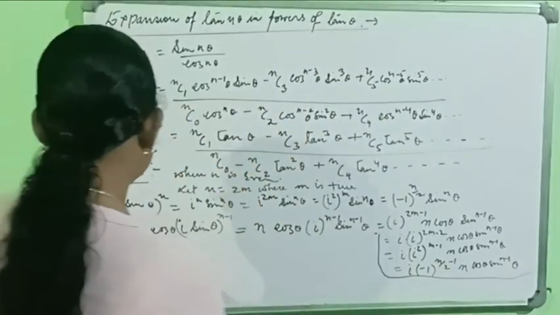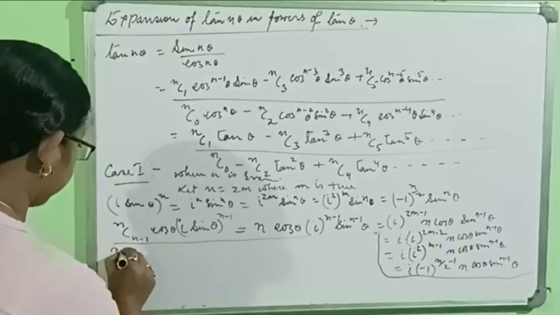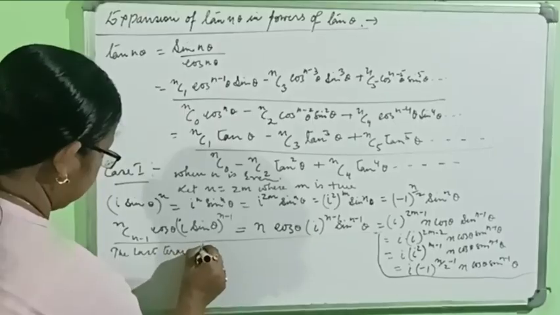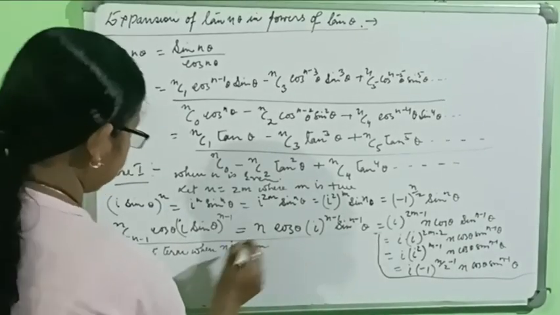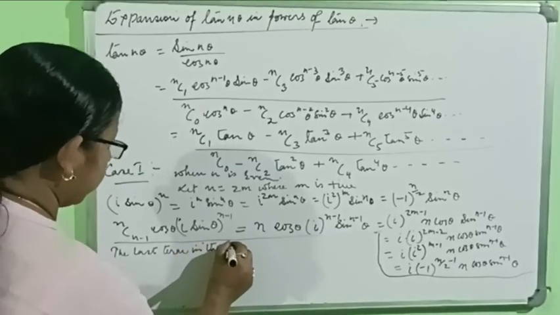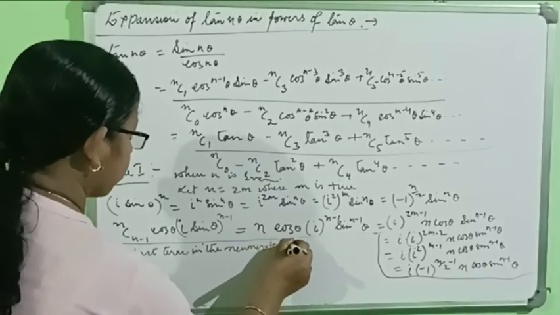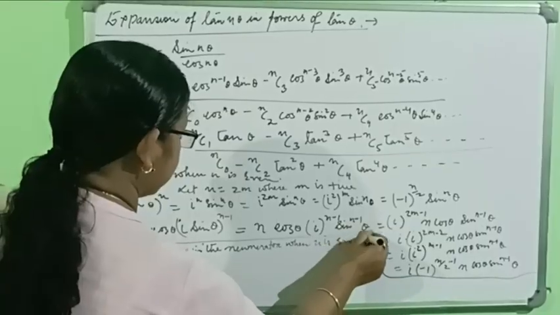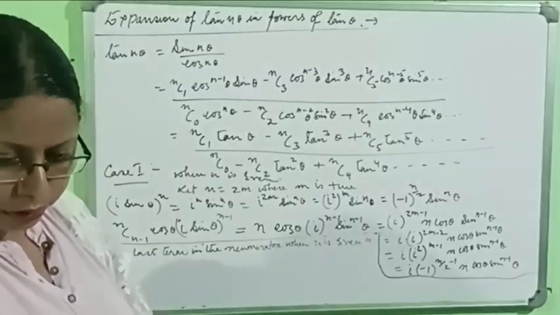Now we are going to find the last term when n is even. The last term in the numerator. What will be the last term when n is even in the numerator?